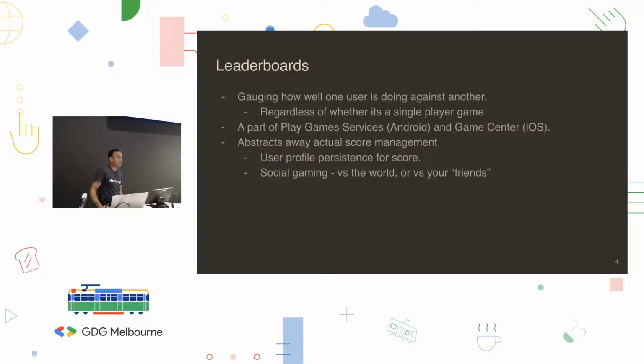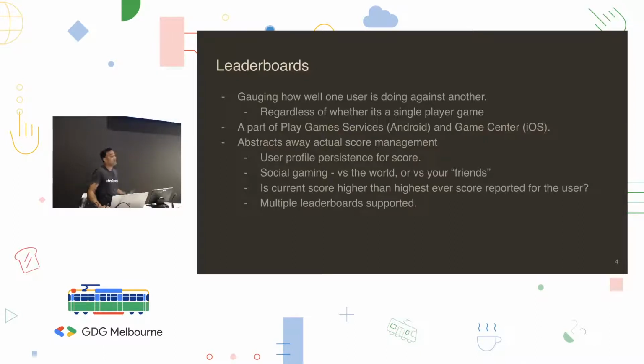So on Play Services you can actually add friends and compete against them. You also don't need to worry about the current score being higher than any previously played score, so you'll always maintain it, although it does not work on iOS, so you've got to put it up there. Multiple leaderboards are supported, so if you've got a game that has many different stages, you can have a leaderboard for every stage. You can also combine leaderboards.